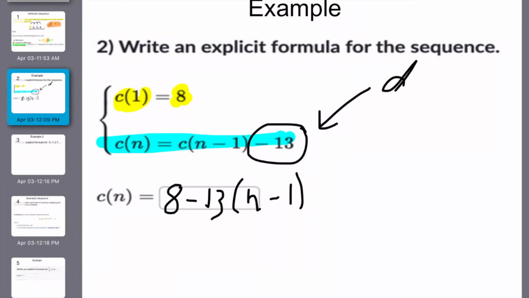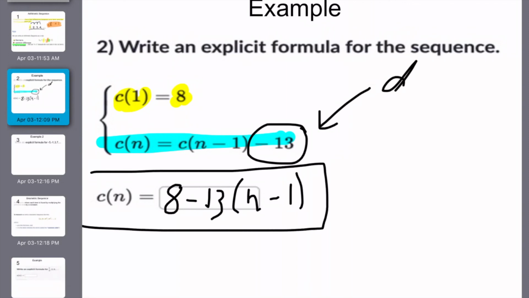And pardon the bad handwriting, I'm trying to use my fingers on my iPad and things can get a little messy. But this is my first equation right here. C of n is equal to 8 minus 13 times the quantity n minus 1.